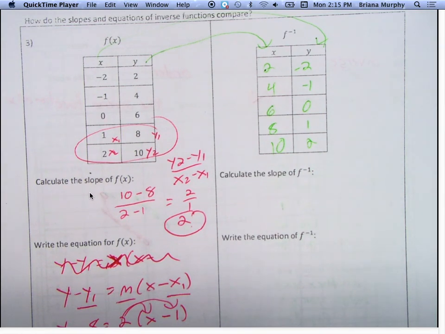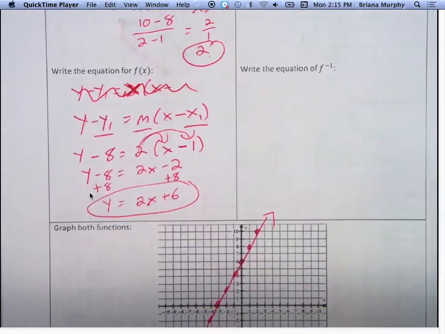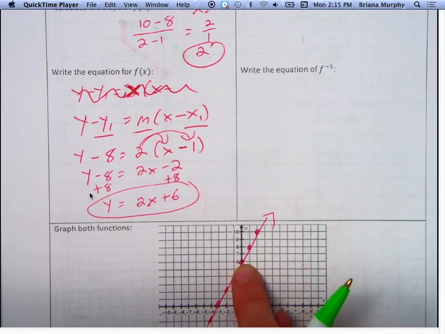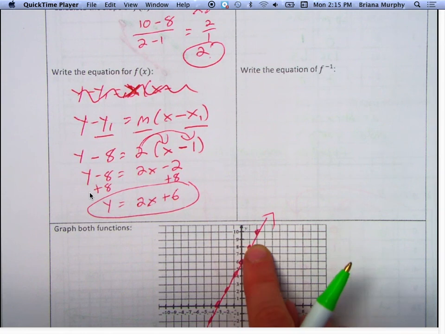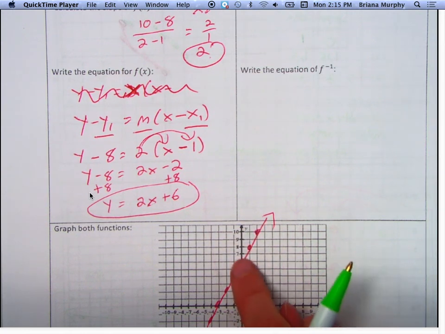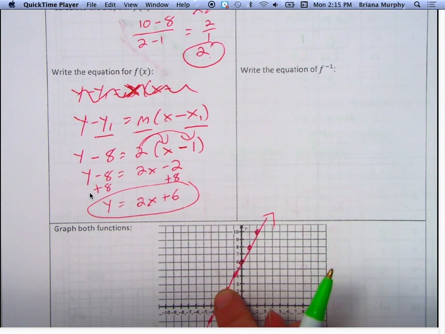Can I explain the graph? So I put a dot on the y-intercept, which is 6. And then I go up 2 over 1, up 2 over 1, or down 2 over negative 1, down 2 over negative 1. Okay.